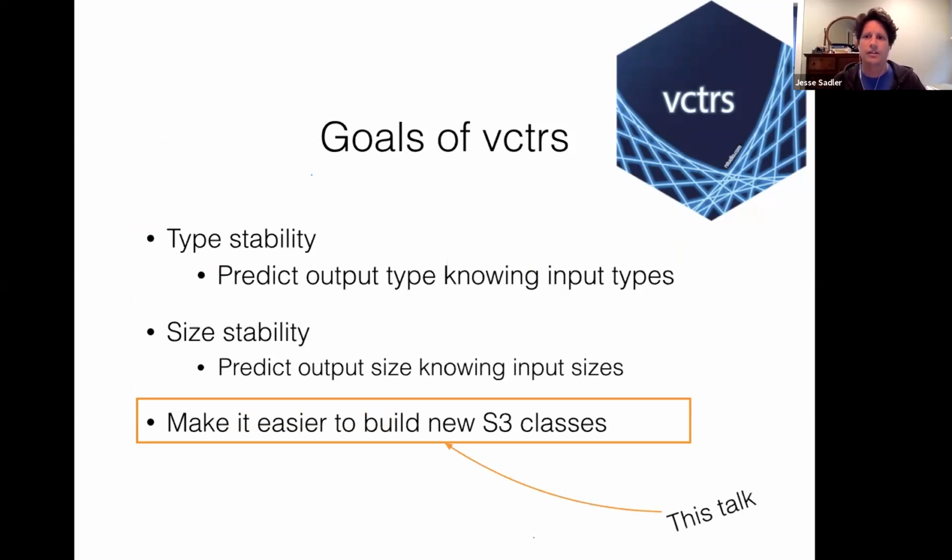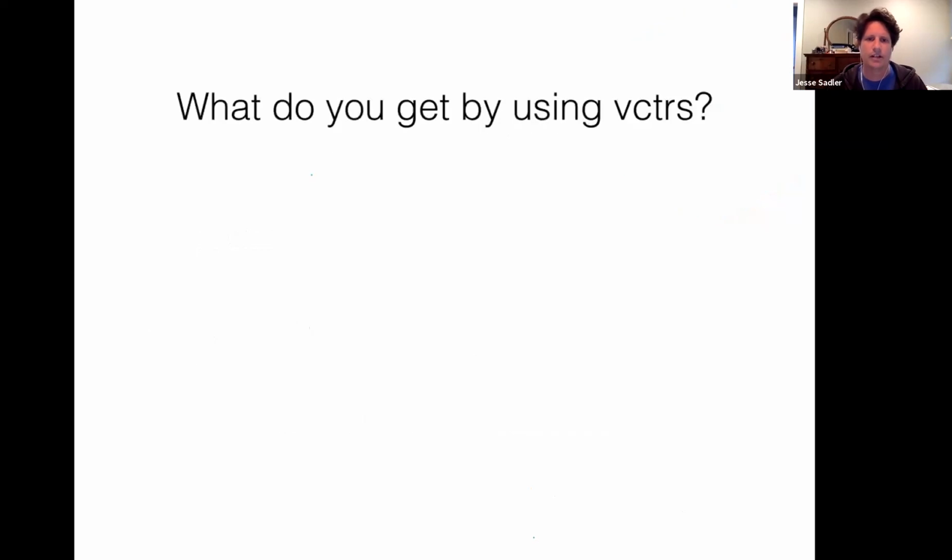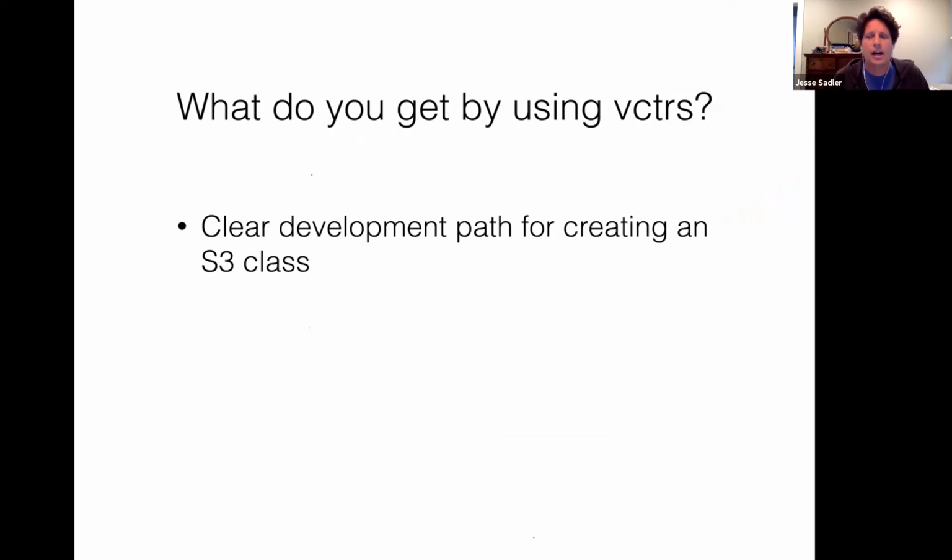So there are underlying features of why vctrs is a useful thing to use. But basically, I'm going to be talking about why it makes it easier to build new S3 classes. So what do you get when you use vctrs? The main thing that I think is really useful is you get a clear development path. That's what I'm going to be talking about mostly today, that this really helps give you a nice, clear path that you can go step by step.